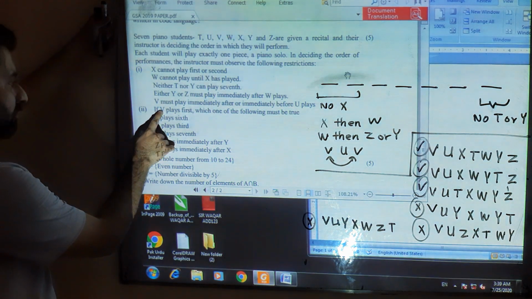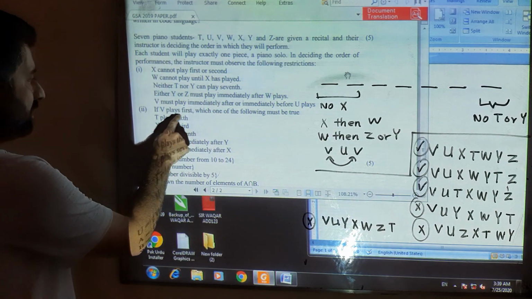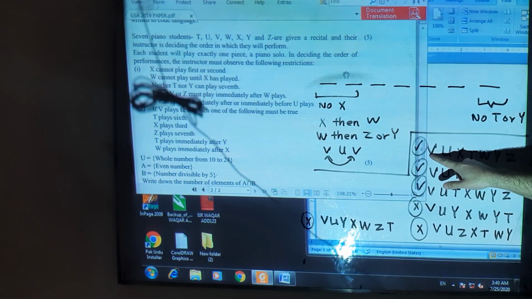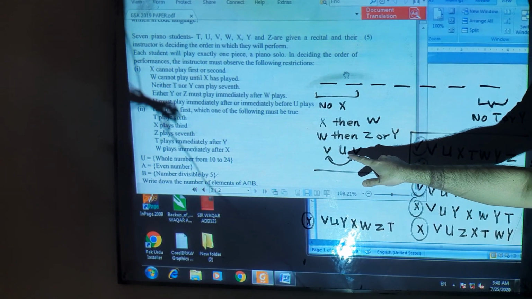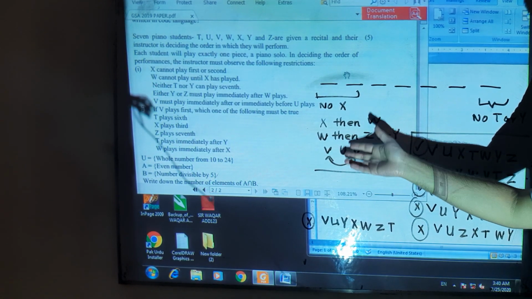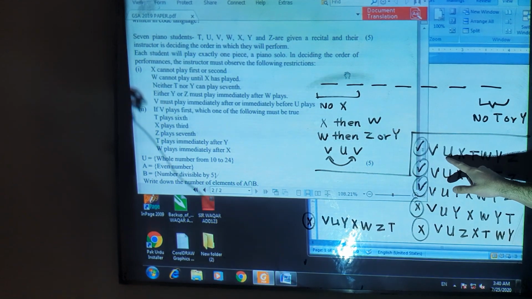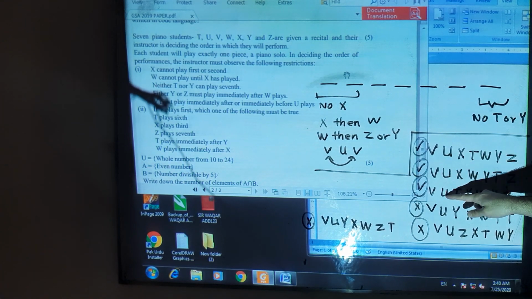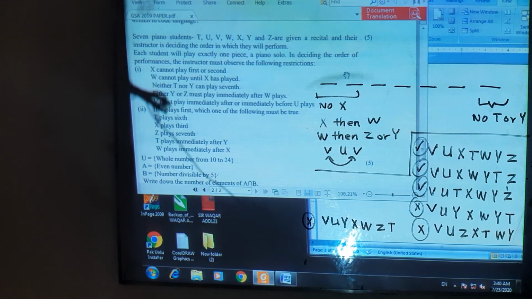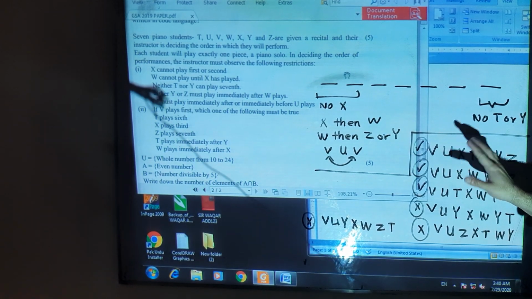Now I have made some patterns over here. If V is going to play first, what will happen? V is first, then according to the rule, V must play before U or after U. So if V is first, then U must be second. So you can say U must be second according to the rule I have written over here. Now the next one is, first 2 cannot have X, so I cannot place X at the first 2.